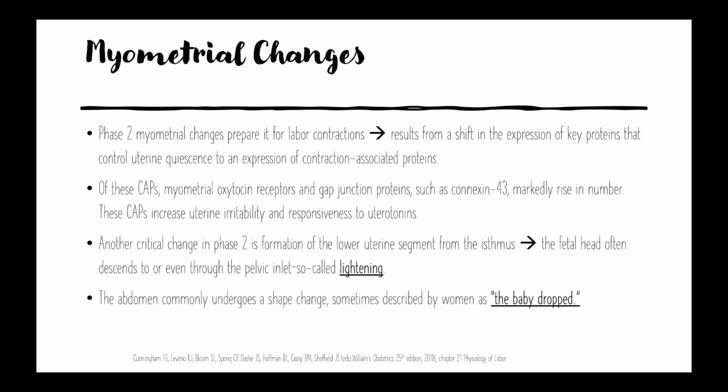Another critical change during phase 2 is formation of the lower uterine segment from the isthmus, such that the fetal head often descends to or even through the pelvic inlet, so-called lightening. The abdomen commonly undergoes a shape change, sometimes described by women as baby dropping or baby drop.